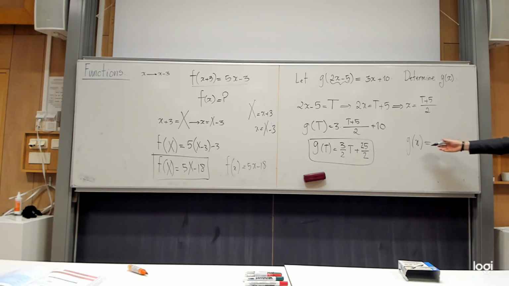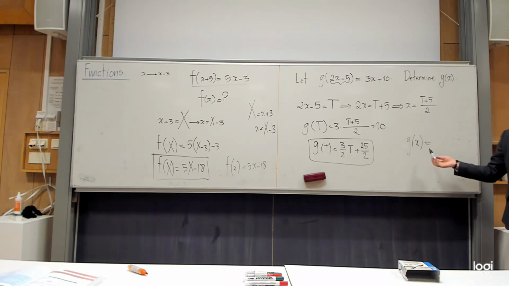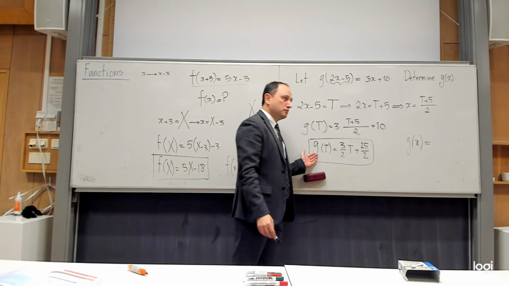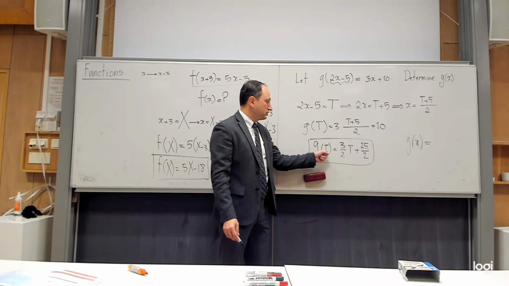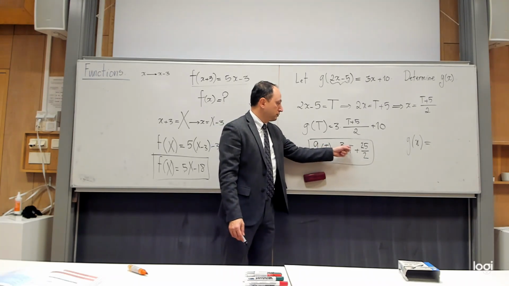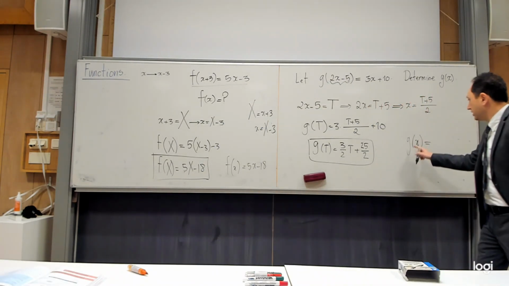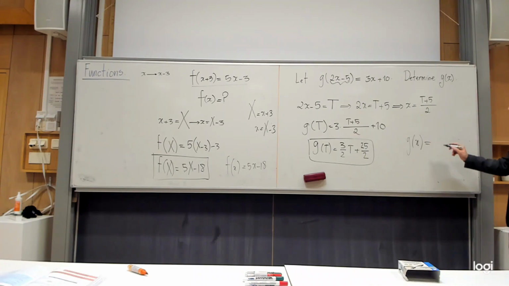But what is g of x? Tell me. This calculation, I got it here with capital T, but now I want to have little x. 3 over 2 x plus... Exactly. So the role of the function is important. The function tells you that if you put input capital T, the function multiplies the input by 3 halves, and adds 25 over 2 to it. Now I am asking the same question for the function for little x. What is the answer? It becomes 3 over 2 x plus 25 over 2. That would be the answer. Yes or no?